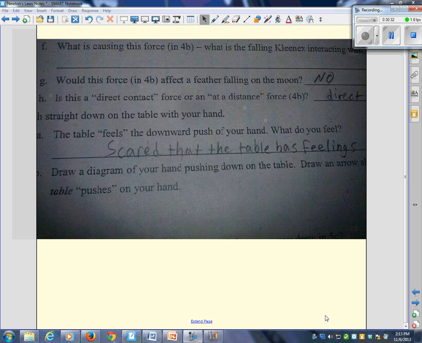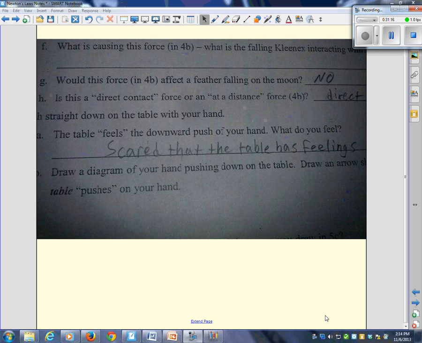The table feels the downward push of your hand. What do you feel? What do you think the teacher's looking for here? The upward push of the table. Now, believe it or not, I've had students that will refuse. They argue with me up and down. If you push down, they did not believe that the table was pushing up. What have I been talking about for the last 20 minutes? If I push down, the table pushes up, doesn't it? Well, of course it stays there. What's the net force? You can't push it through the ground, so it's not going to happen.